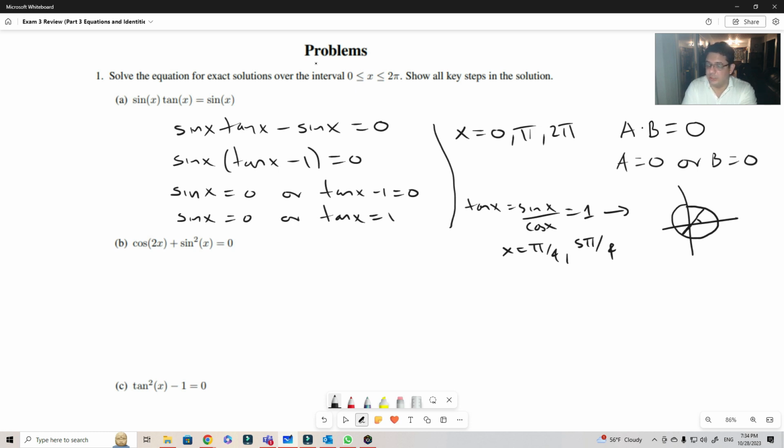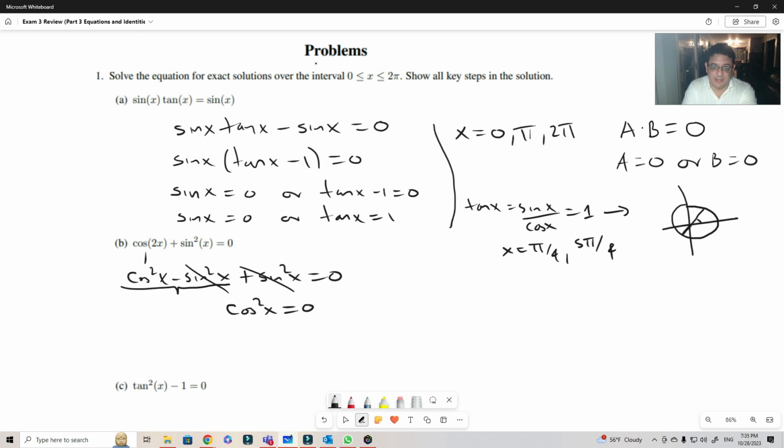I have one in the solutions. In the solutions, we use 1 minus 2 sine squared. But in here, I'm going to use a different one. So I'm going to use cosine of 2x is cosine squared of x minus sine squared of x. So this one is cosine of 2x, and then plus sine squared of x equals 0. Now notice that I can cancel the sine squared right away. And so I'm going to get cosine squared of x is equal to 0.